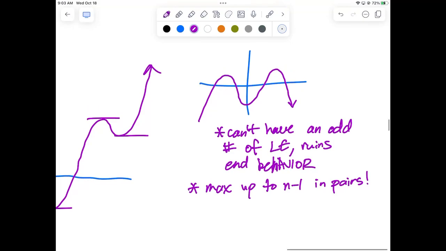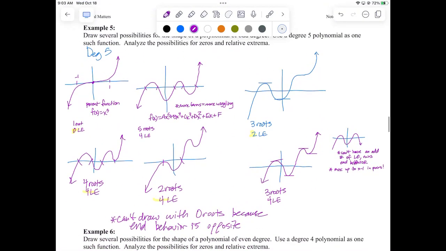So a fifth degree polynomial can have what combination of roots? Of roots, x-intercepts. Can it have 5? You can have 4, 3, 2, 1, 0? No. So it can have 1, 2, 3, 4, 5, but not 0. Local extrema for a fifth degree polynomial. Can it have 4? Yes. Can it have 2? Yes. Can it have 0?